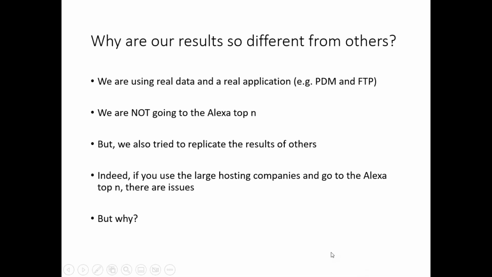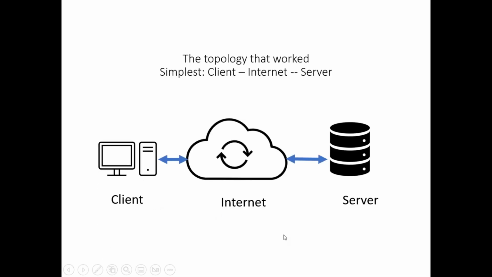So why are our results so different? One, I believe, is because we're using real data and a real application, and we're not going to the Alexa top 100 or 1,000. Indeed, if you do, there are issues. But why do we have issues? So I'll show you the topology that works, and it has a good deal to do with this.